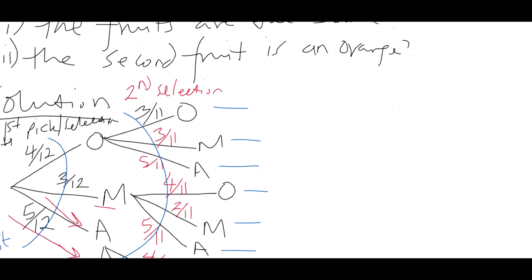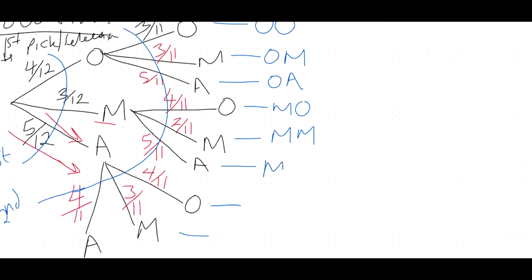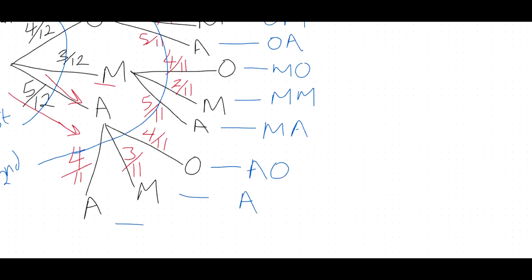So you can have an orange and then an orange. You can have an orange and a mango. You can have an orange and an apple there. You can have a mango and an orange. You can have a mango, another mango there. You can have a mango and an apple. Okay. You can have an apple and an orange. You can have an apple and a mango. And you can have an apple and another apple.